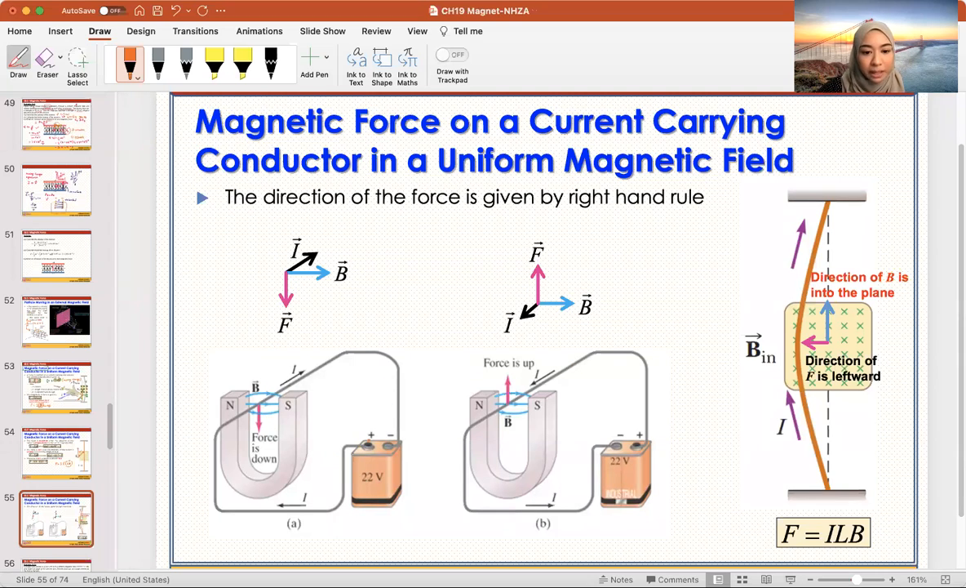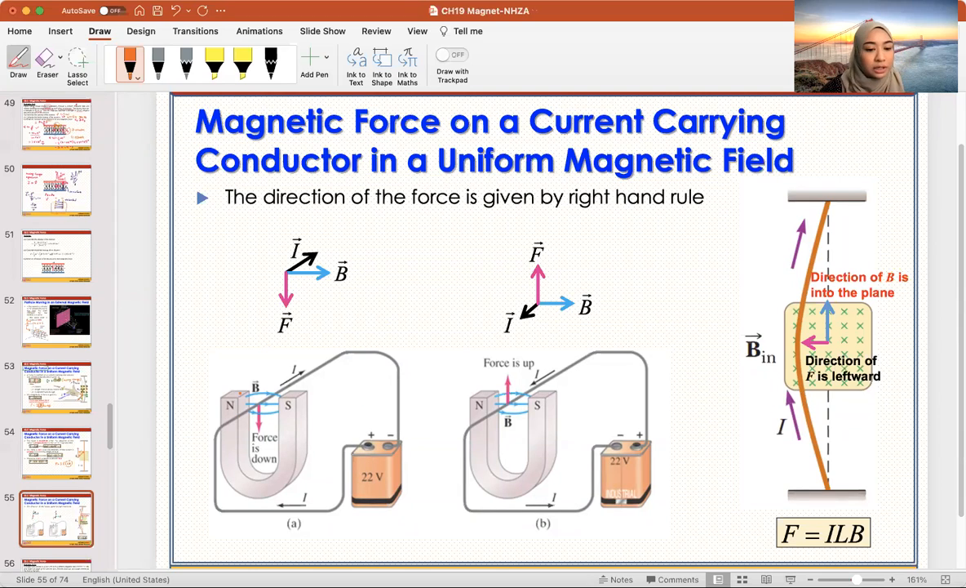So here I have a battery plus minus. So the current flows from the positive to the negative. Okay, so now this guy is my current, and this is my magnetic field. So magnetic field always goes from north to south. Just like electric field, it goes from positive to negative. For magnetic field, it goes from north to south.